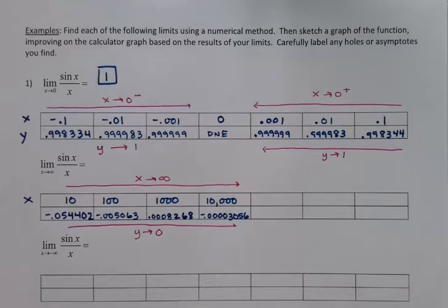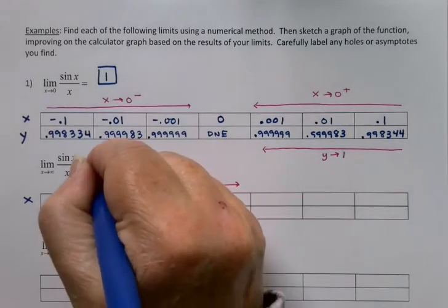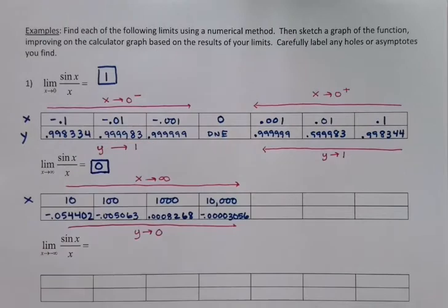So I believe that the limit of sine x over x as x goes to infinity is 0. All right, we have one more. I'd like to find the limit of sine x over x as x goes to negative infinity.